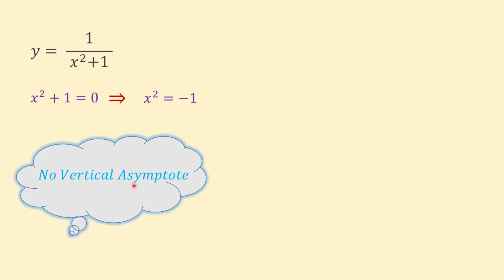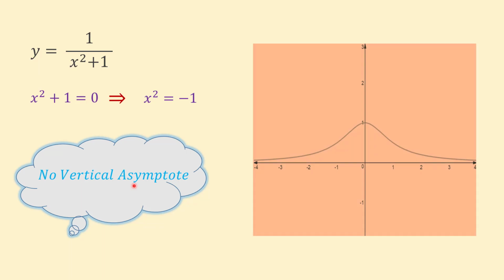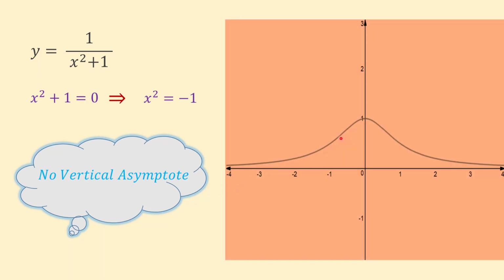Let's take a look at the graph of this function. As you can see in the graph of this function, there is no vertical asymptote. It has only a horizontal asymptote, which is another story in itself, and we'll talk about horizontal asymptotes in another video. But this function has no vertical asymptote.